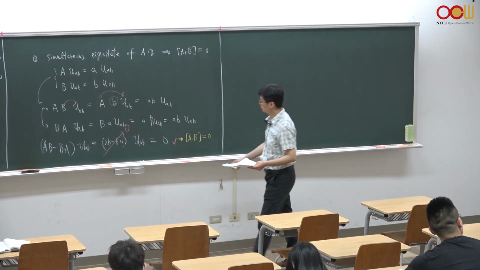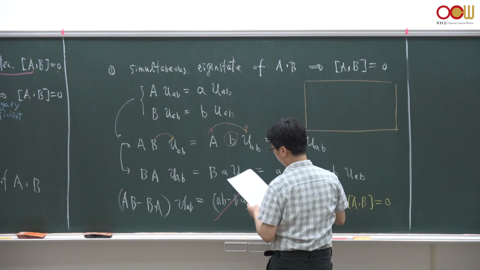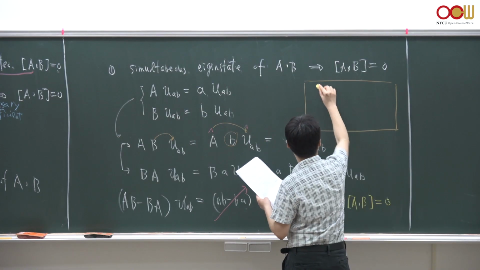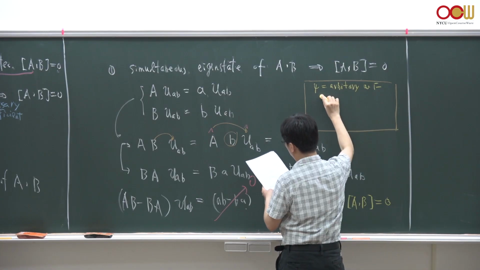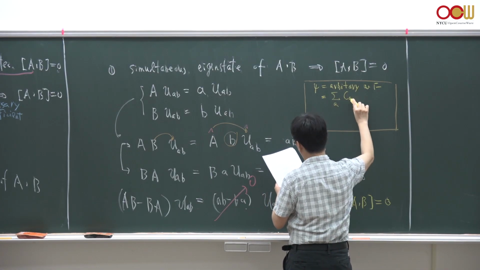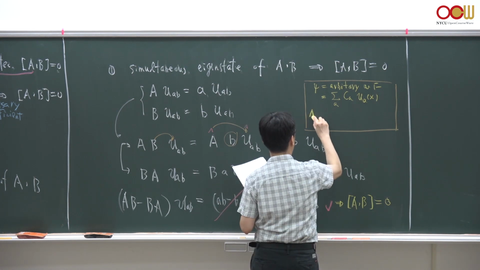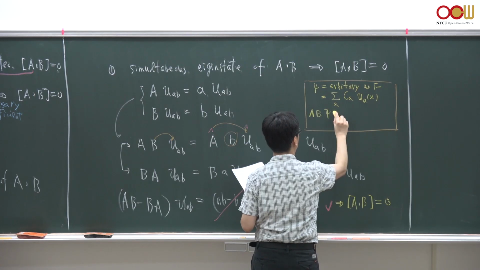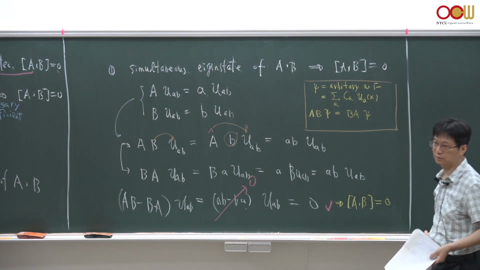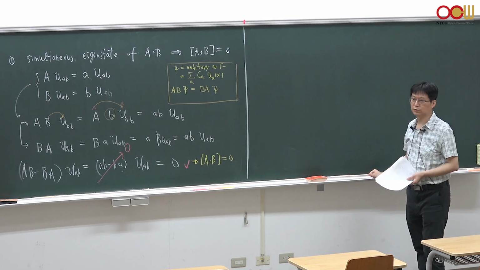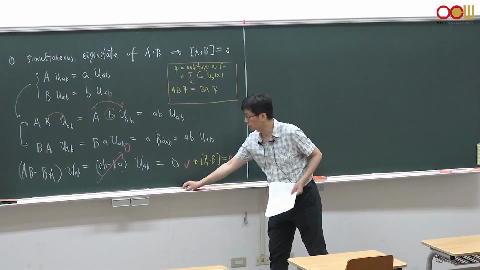Well, of course, you could generalize this proof by constructing any arbitrary wave function. So let me write it here. Suppose psi is the arbitrary wave function, which is a linear combination of all eigenstates. You could show that again, so AB acting on psi is exactly the same as BA acting on psi. So it doesn't matter which wave function or which eigenfunction you start with. It's always the case.